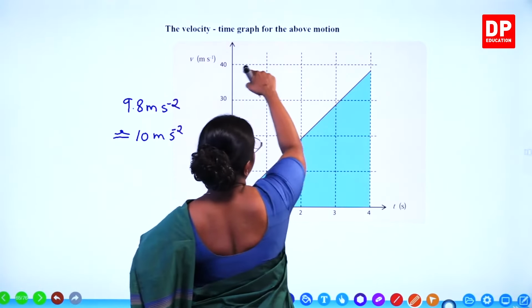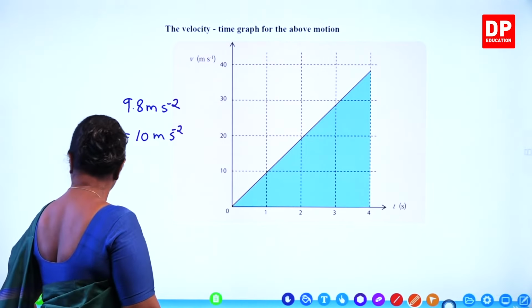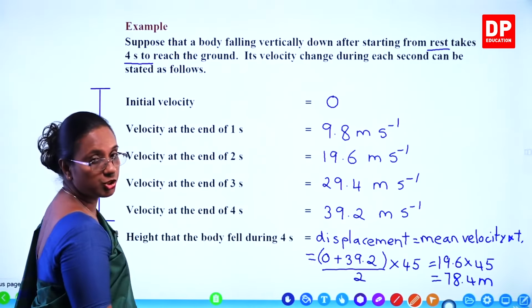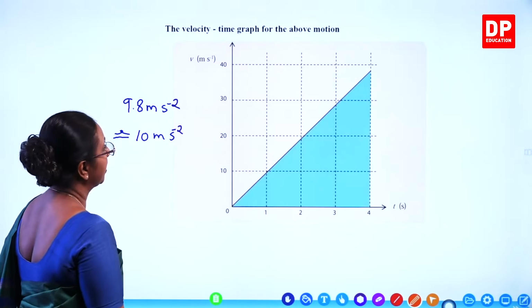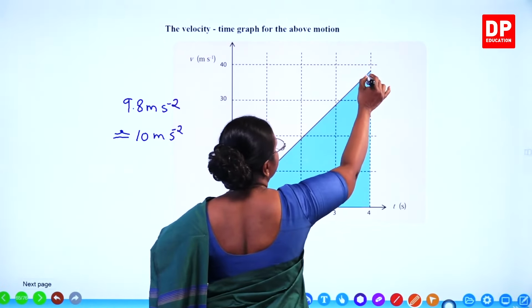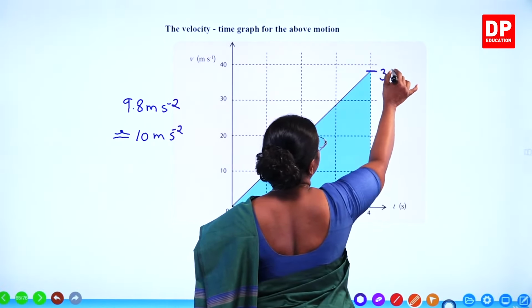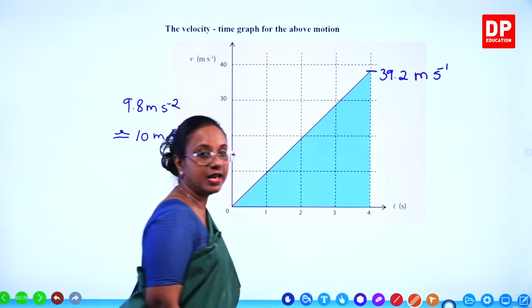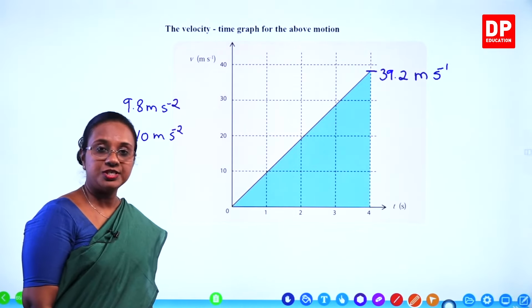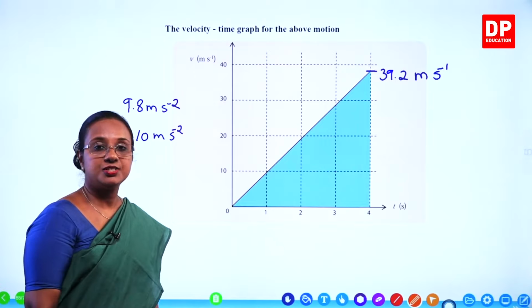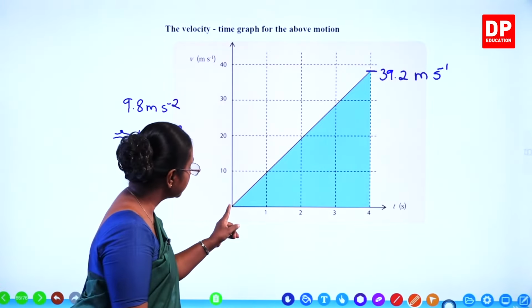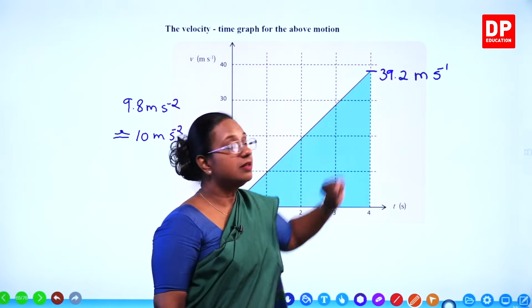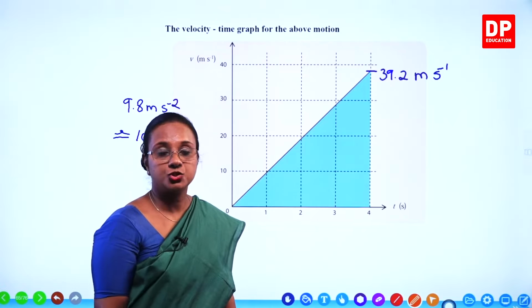You can see up to this point, 30. If we look at the value again, it is 39.2. So at this point, the value will be 39.2 meters per second. That is the maximum velocity of the object when it reaches the ground. Here you can see initially at this point the object is at a certain height, and with the maximum velocity it falls to the ground.